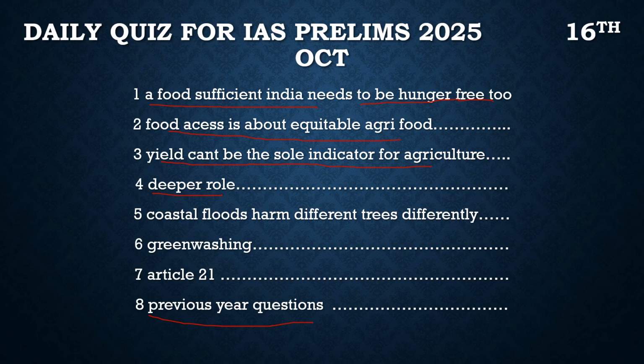After that, there is another article. It talks about how coastal floods harm different trees differently. In this article we are going to discuss an important concept, dendrochronology. What does it say? How plants react to different climates, and how different plants react to different waters differently. With respect to this, we will solve a prelims based question and understand it more properly.